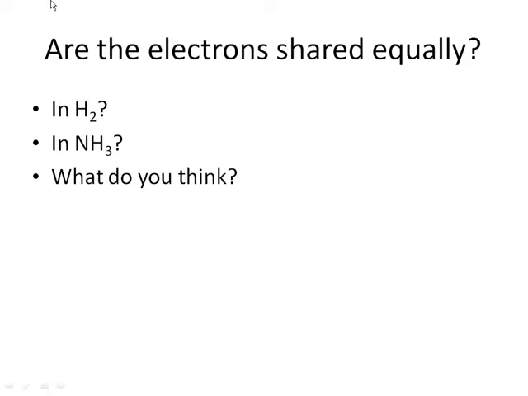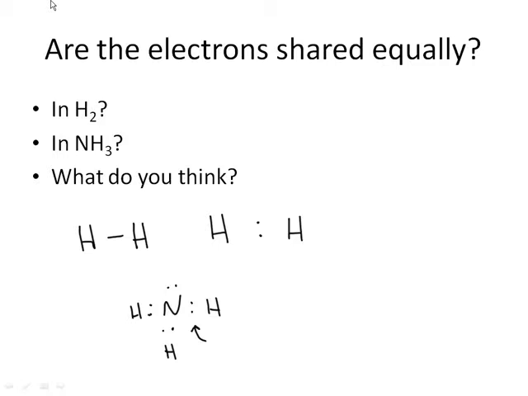So then the question becomes, are the electrons shared equally? If we think about it, we have H2, which looks like this. Or better yet, let's draw it this way. Here's my pair of electrons. And we also have NH3, which will look like this. And the question I'm asking is, do you think in H2 that the electrons are shared equally? Why or why not? And do you think in the N-H bond in NH3, I'm talking about these right here, are shared equally? Why or why not? So take a moment, hit pause, think about that.